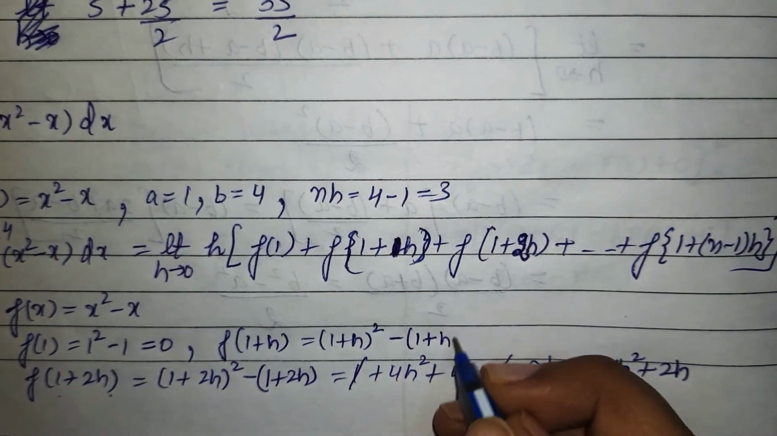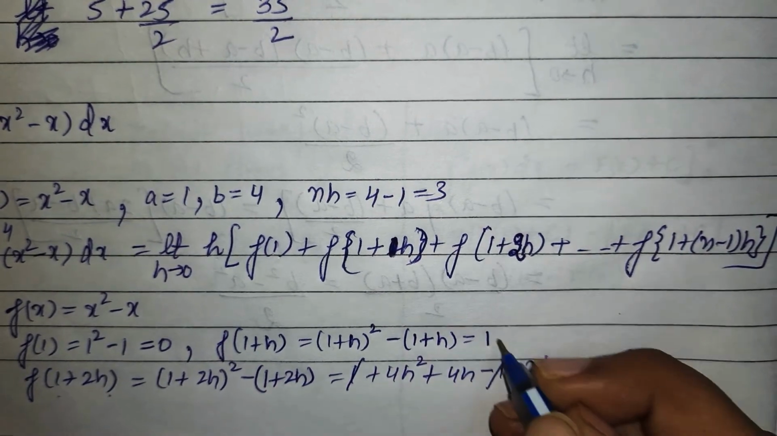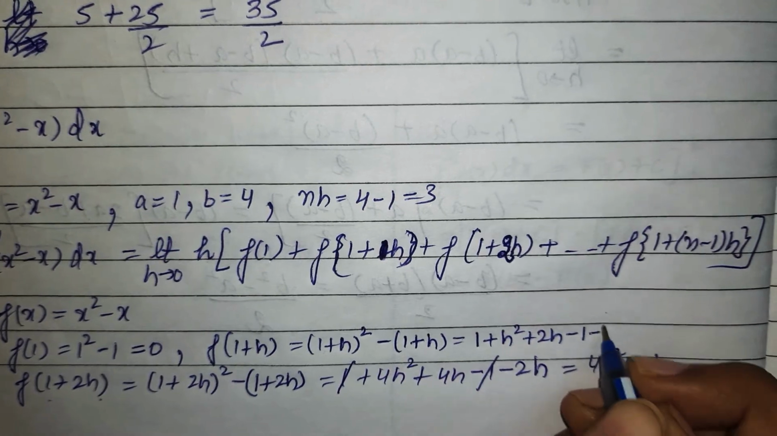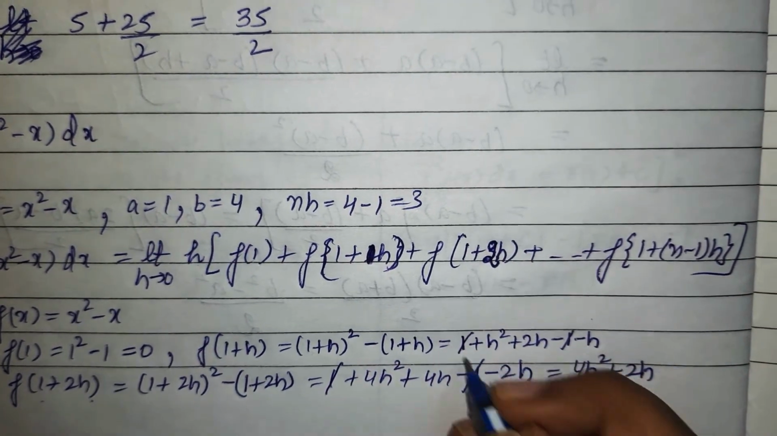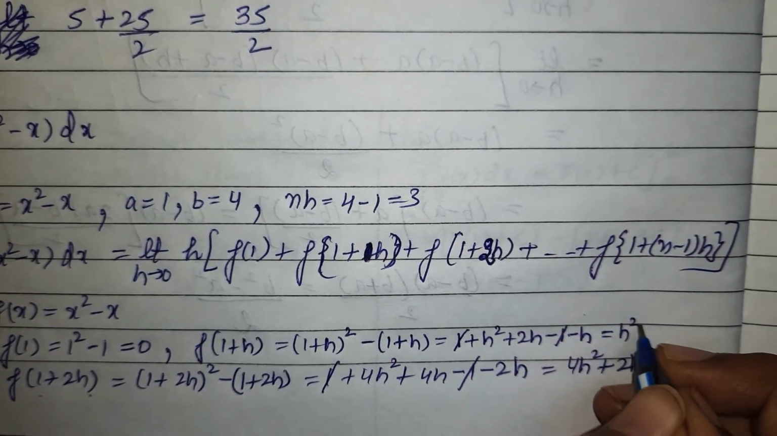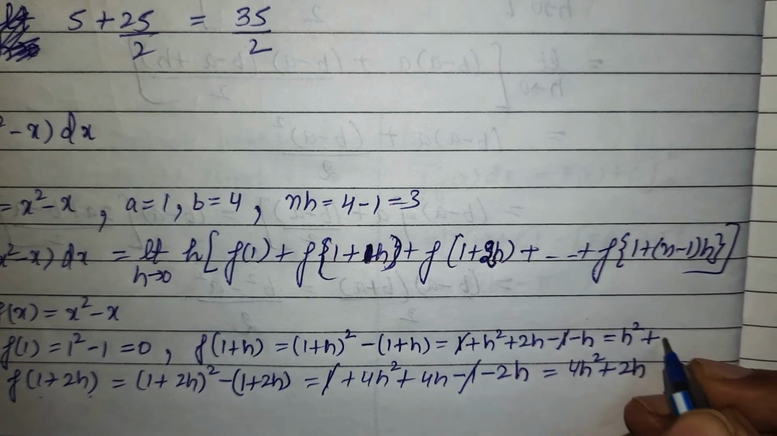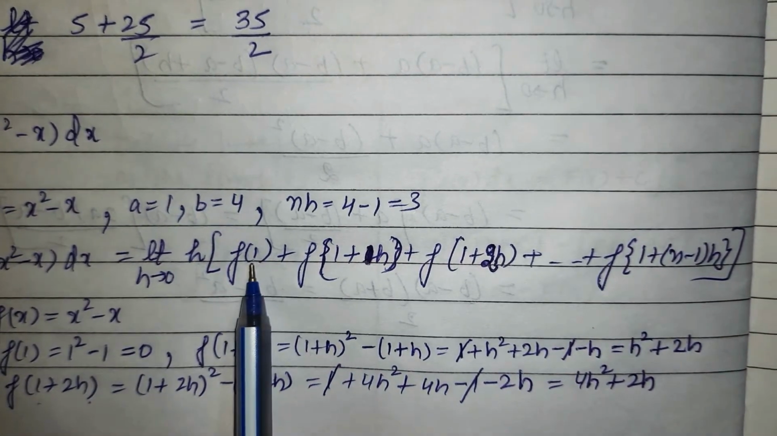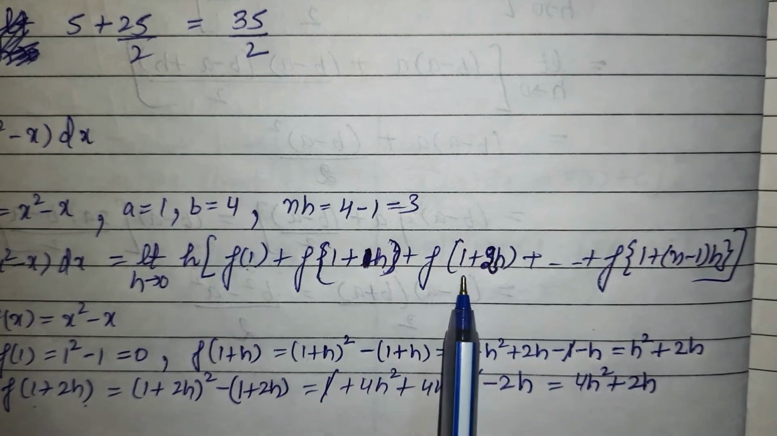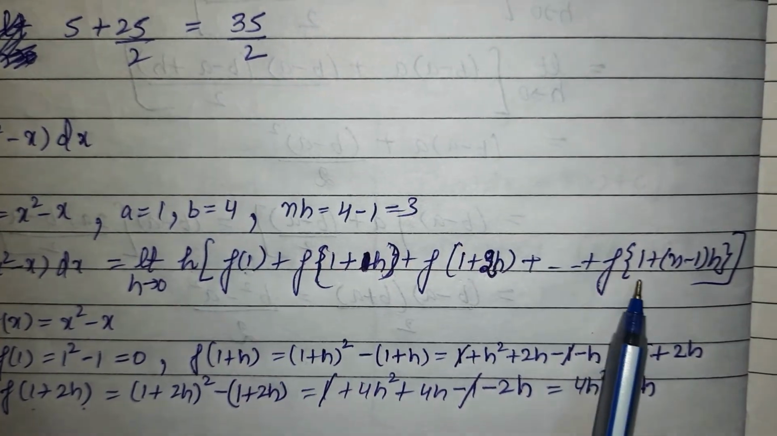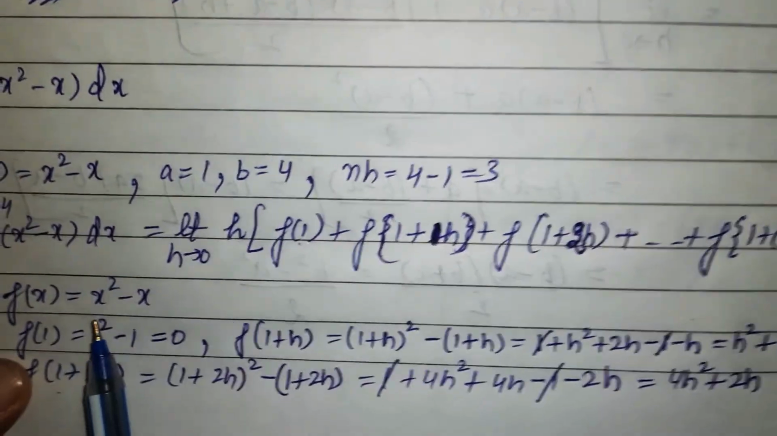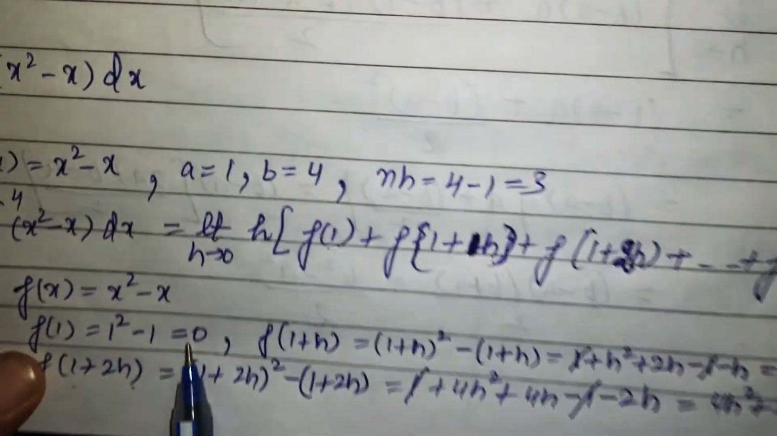So 1 plus h a square plus b square plus 2ab minus 1 minus h. So this one will cancel out. So I am getting h square plus 2h. Now see, f of a plus h, f of a plus 2h, f of a plus n minus 1 h. So f of a is perfectly correct. 1 square minus 1, this is correct.